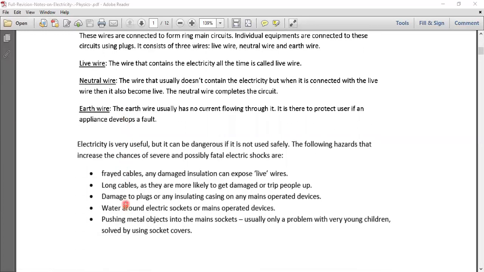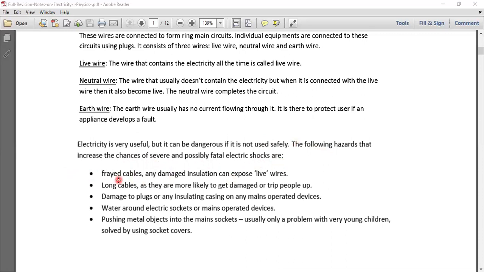Okay. The next point is electricity is very useful, but it can be dangerous if it is not used safely. We know electricity has many uses, and if we do not use it correctly, it might become dangerous to us. In which way? The following hazards increase the chances of severe and possibly fatal electrical shocks. Let's see what these are.